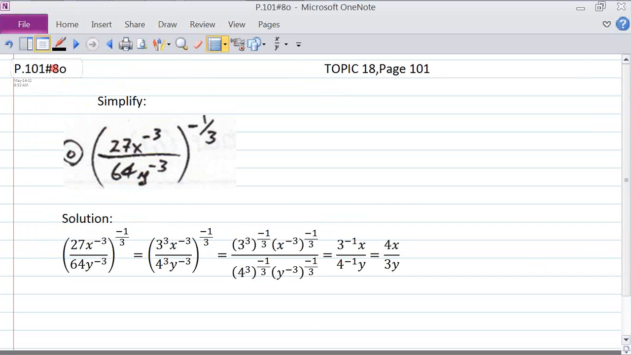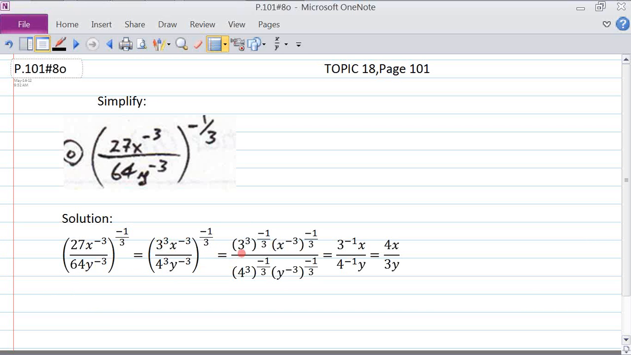Okay, now we're on page 101.80, and here instead I'm rewriting the problem. So this problem is this problem here. Instead of 27, I'm going to write 3 cubed. Instead of 64, I'm going to write 4 cubed. So I can easily work with this here, operating on these.